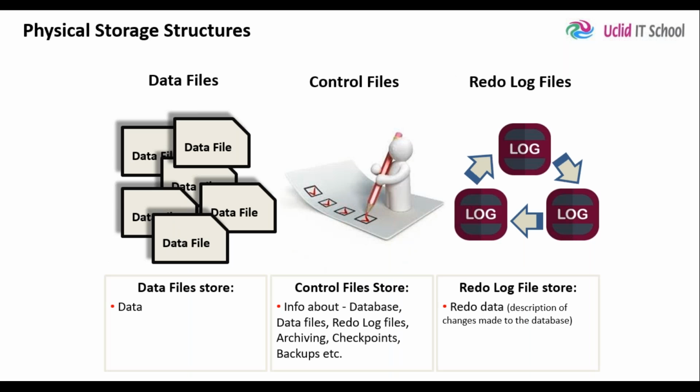Now, let us talk more about the physical storage structures, nothing but your data files, control files, and the redo log files. Data files, as the name suggests, store the data. These are the main files of an Oracle database. So depending on how much data you store in the database, a database may have many data files. Suppose a small database may have 10 data files. Another database may have 100 data files. Another database may have 200 data files.